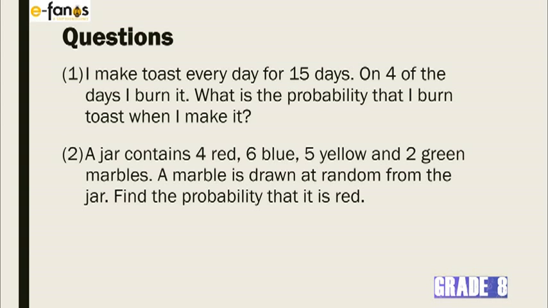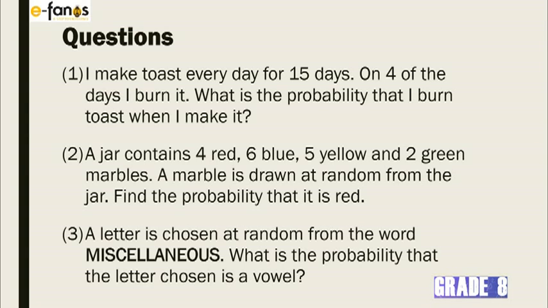A jar contains 4 red, 6 blue, 5 yellow, and 2 green marbles. A marble is drawn at random from the jar. Find the probability that it is red. A letter is chosen at random from the word miscellaneous. What is the probability that the letter chosen is a vowel? You might want to pause the video and work out the answers.